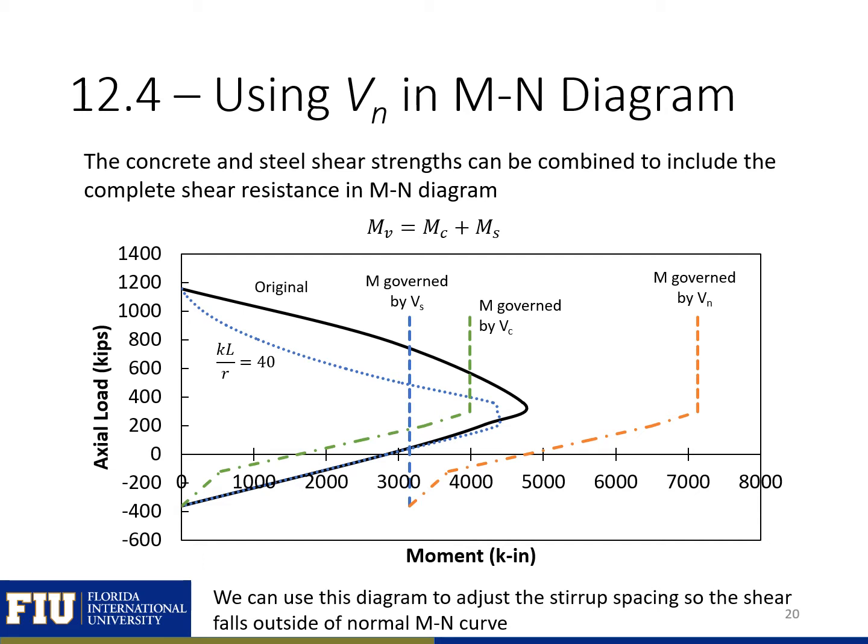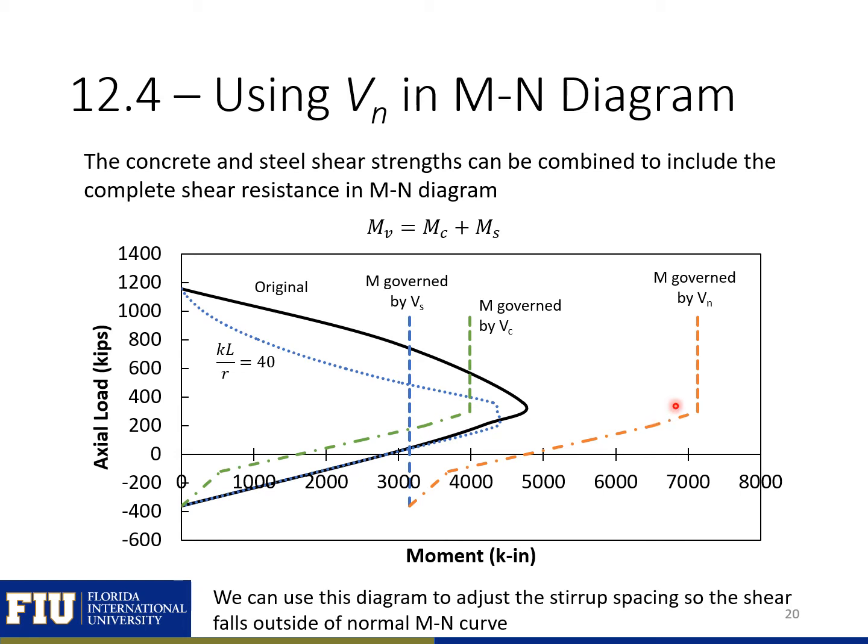The concrete and steel shear strengths can be combined to include a complete shear resistance, V sub N, into our moment axial force interaction diagram. So here you can see this is the moment governed by V sub N. So we can use these diagrams to adjust our stirrup spacing, our specimen size, and our concrete strength to ensure that we don't have different types of shear failure.